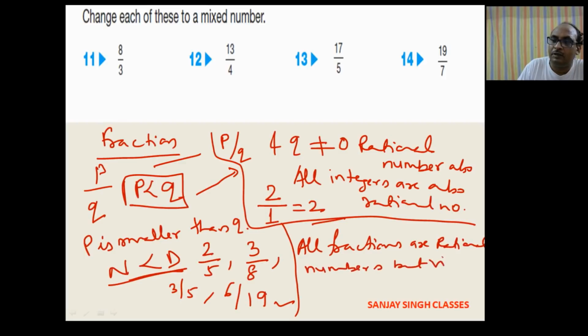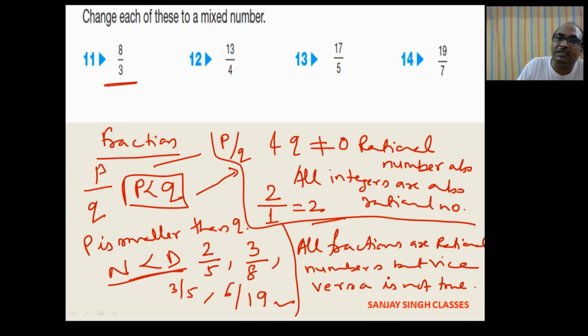But vice versa means all rational numbers are not fractions. So it is not true. Now we'll go for converting the fraction which is given to us into a mixed number.